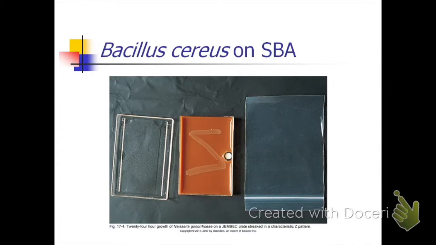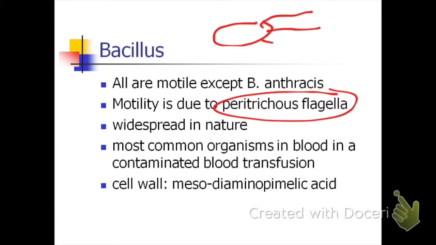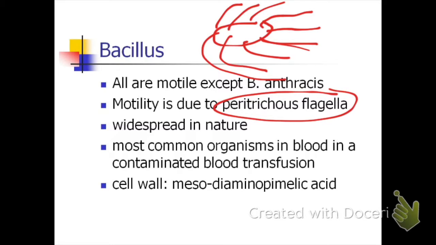So this is how they look on sheep's blood agar. Bacillus cereus is considered to be beta-hemolytic. All of them are capable of hemolysis. They are motile except for Bacillus anthracis. Why are they motile? Because they are provided with peritrichous flagella. When we speak of peritrichous flagella, as a review, the flagella surround the entire organism.